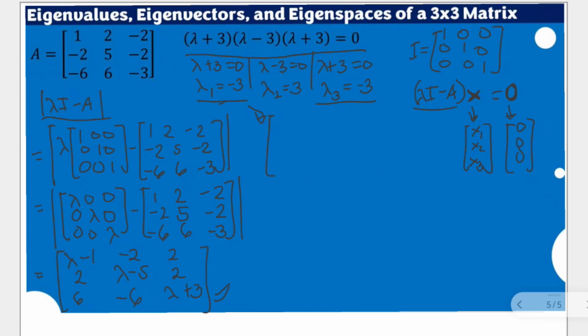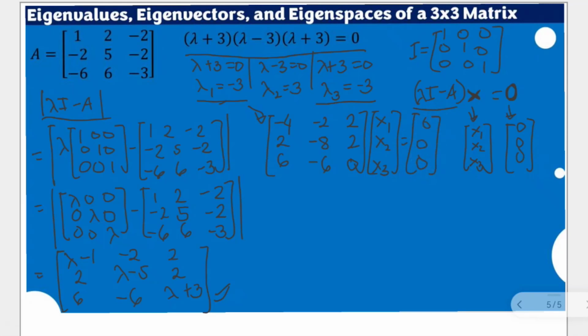So negative 3 minus 1 is negative 4, negative 2, and 2. You have 2. Negative 3 minus 5 is negative 8. You'll have here positive 2 as well. This is 6, negative 6, and then negative 3 plus 3 is 0. This is to be multiplied with x sub 1, x sub 2, and x sub 3, and equated to 0, 0, and 0.